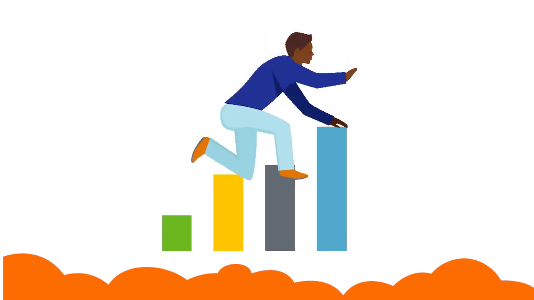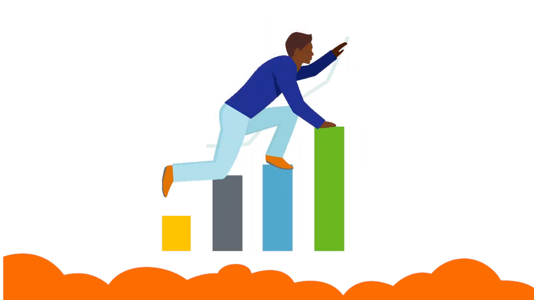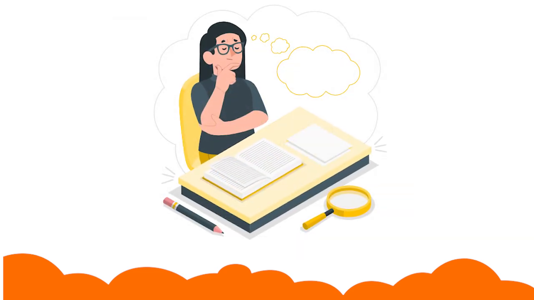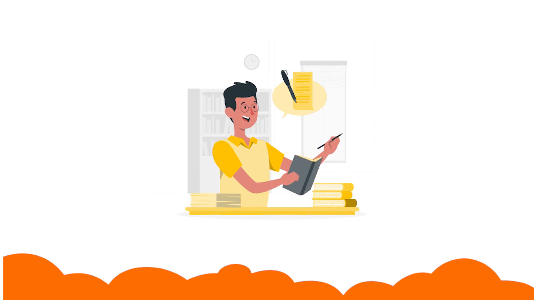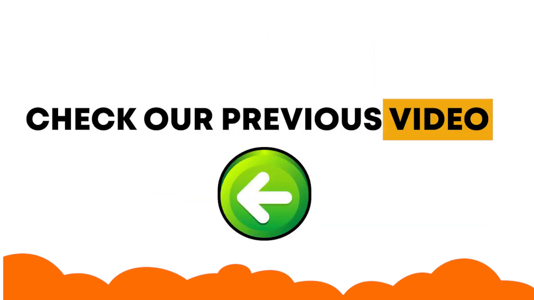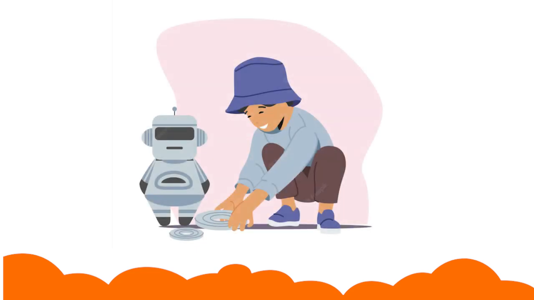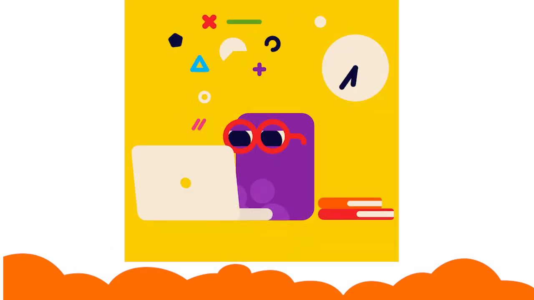Each step in an algorithm needs to be precise and straightforward. The computer is given instructions in the language it understands. To know more about computer language, check our previous video, whose link is mentioned in the description box. These written algorithms are called code. So, to make your own robots, you need to learn how to code.